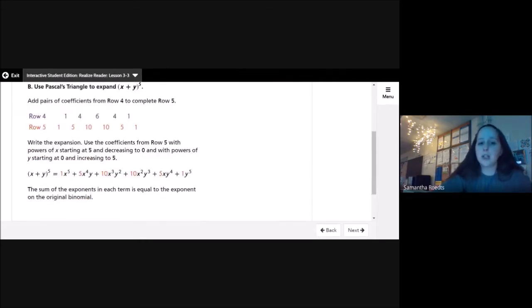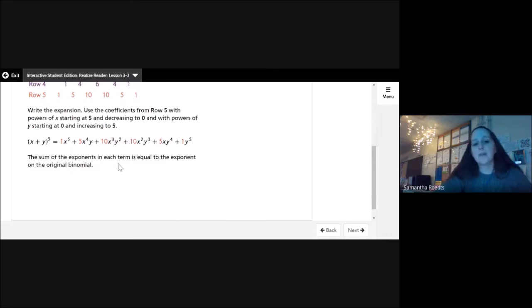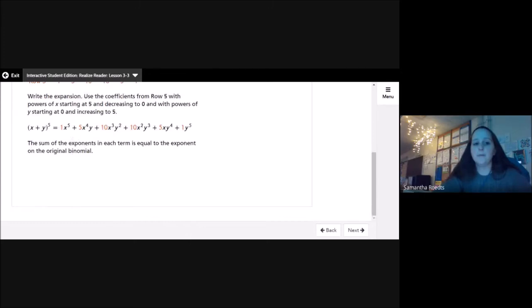I can then write the expansion, using the coefficients from row 5 with powers of x starting at 5 and decreasing to 0, and with powers of y starting at 0 and increasing to 5. So I have 1x^5 + 5x^4y + 10x^3y^2 + 10x^2y^3 + 5xy^4 + 1y^5. The sum of the exponents in each term is equal to the exponent on the original binomial: 4 plus 1 is 5, 3 plus 2 is 5, 2 plus 3 is 5, 4 plus 1 is 5, and 5.